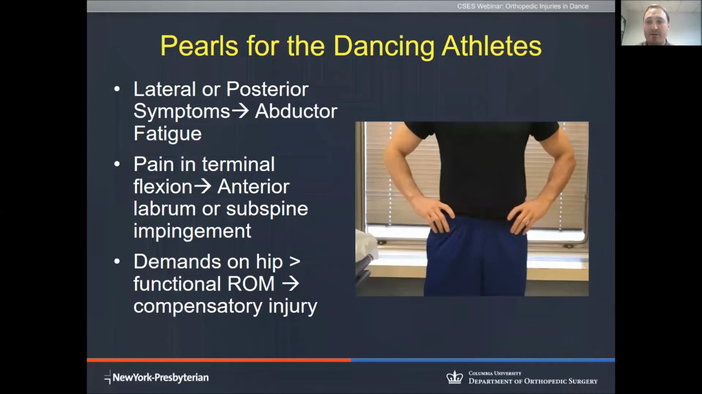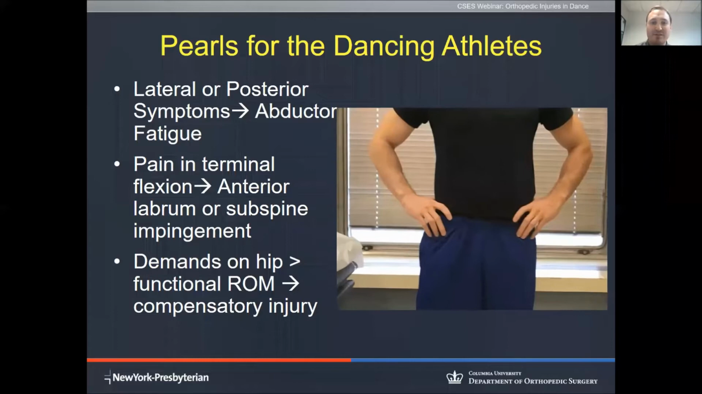And in terms of these athletes, the demands that they put on their hips are greater than their functional range of motion, so they can develop these compensatory injury issues. So in terms of the evaluation, we'll always start with plain radiographs.